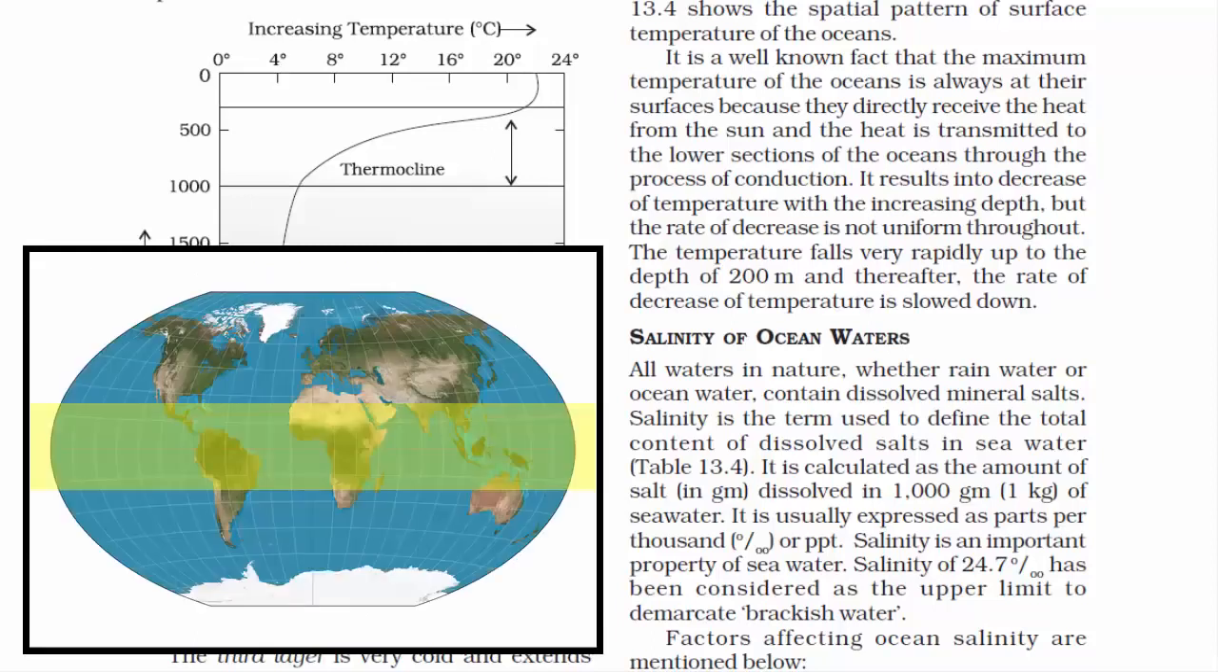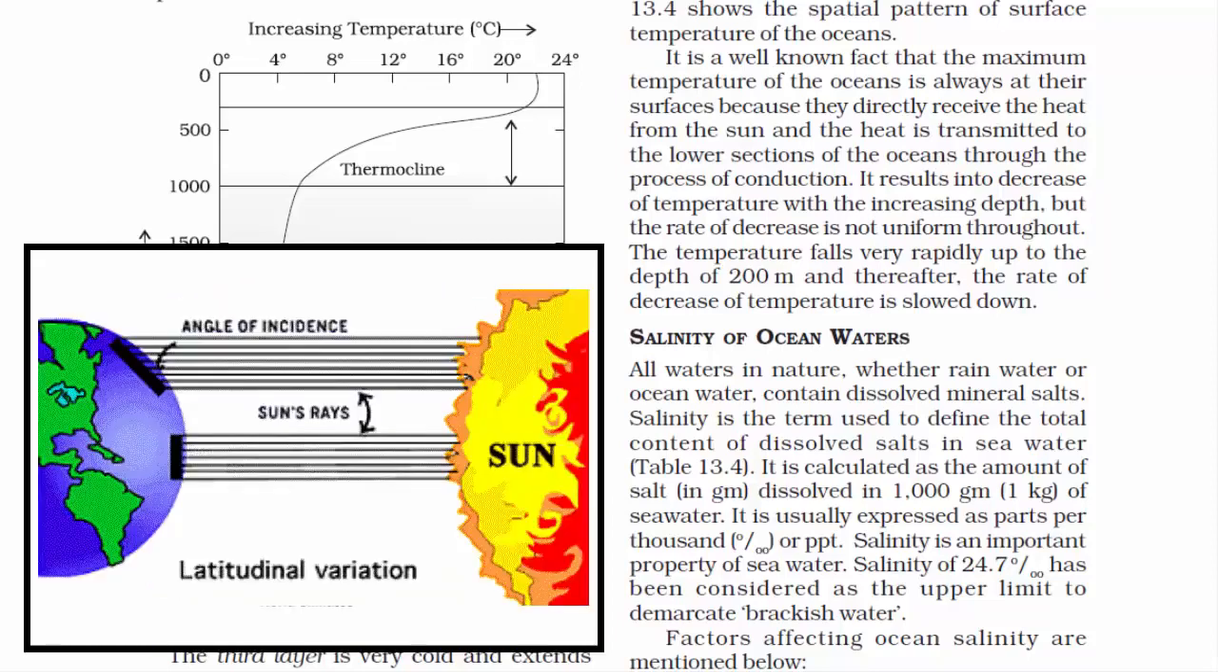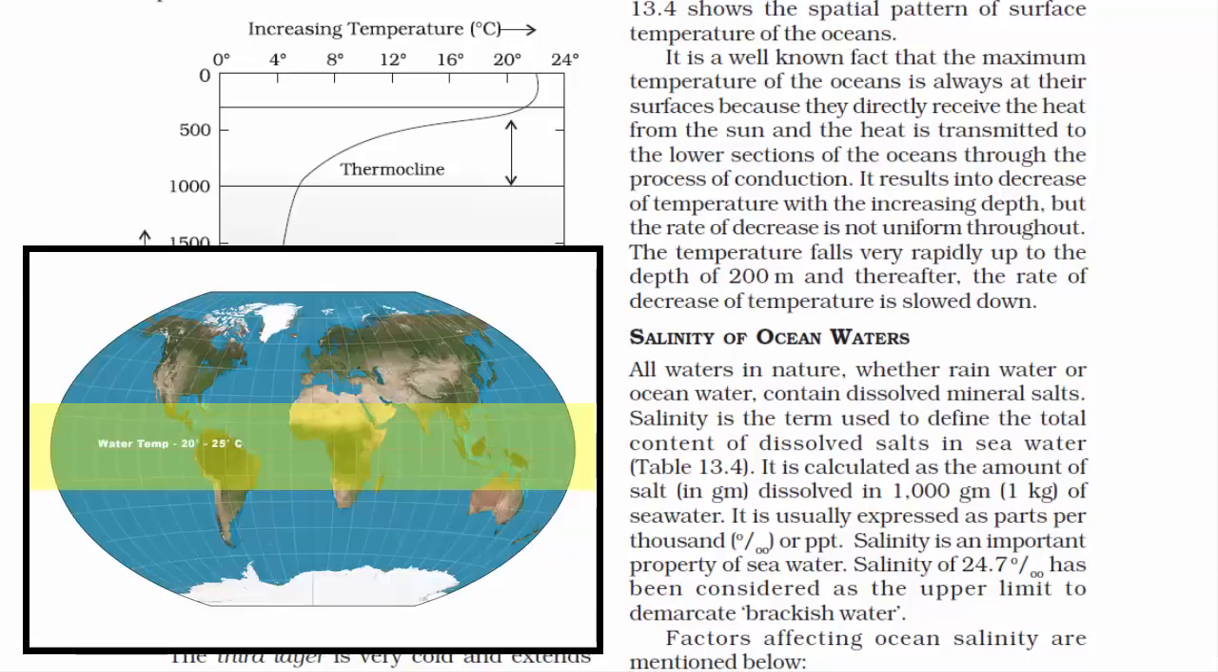Now at the tropical region or at the equatorial region, we know that it is warm throughout the year because the equator receives direct rays of the sun all throughout the year, because of which the top layer of the oceans at the equatorial region has a temperature range between 20 and 25 degrees Celsius throughout the year. But in the middle latitude region, the same temperature develops only during summer.